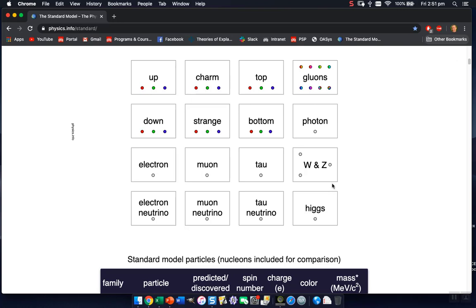If you see in this diagram, you've got the electron as one of those fundamental particles. So the electron is not made up of these other ones. It has a related neutrino. The muon and the tau also have their related neutrinos. So that is one set of particles called leptons, I believe.